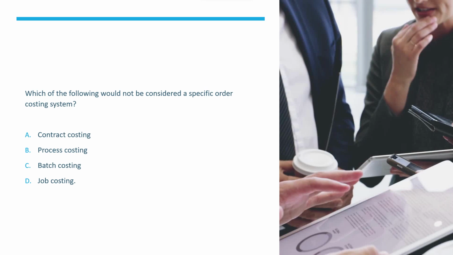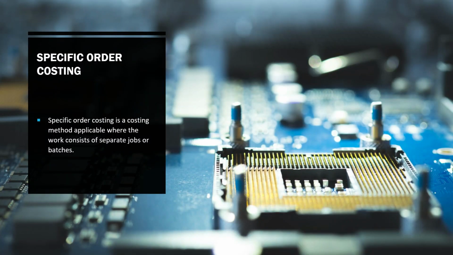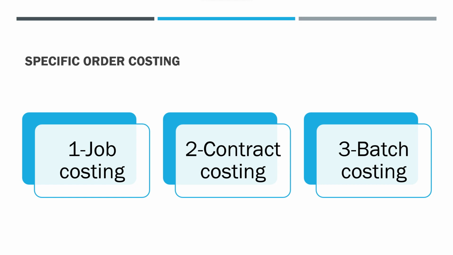To correctly answer this question, we must understand the concept of specific order costing and other costing methods mentioned in this question. Okay, let's begin with specific order costing. Specific order costing is a costing method applicable where the work consists of separate jobs or batches. Broadly speaking, this type of costing method is used in industries that produce goods or services according to the specific requirements of a customer. The main subdivisions of specific order costing are 1.